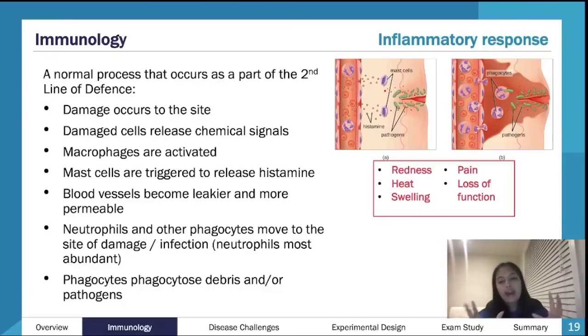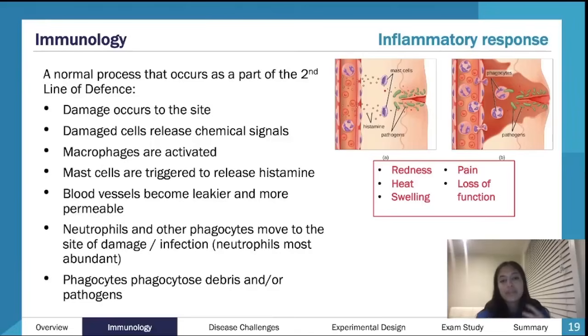So we have our main sort of symptoms, so redness, heat, swelling, pain, and loss of function. They're your 5 cornerstones, major things of your inflammation. And they all kind of come as a result of this histamine and this idea of getting your immune cells into this location. So the redness is because you dilate your blood vessels.